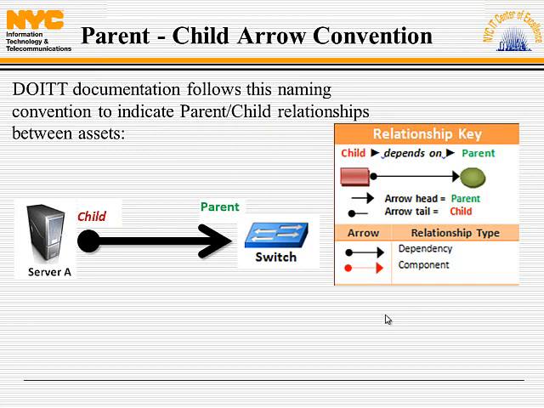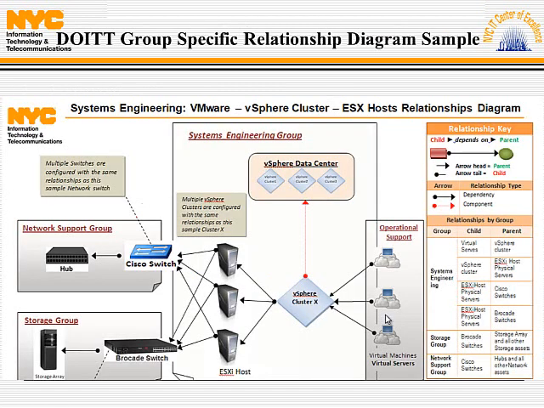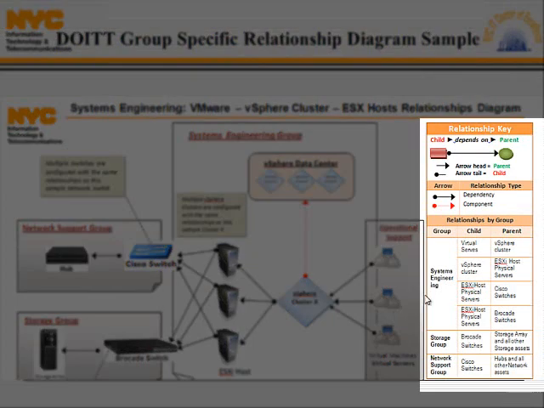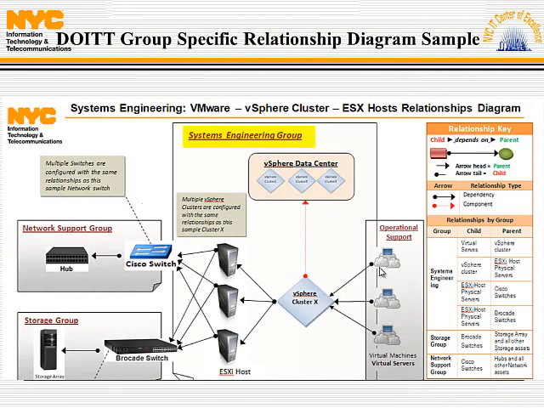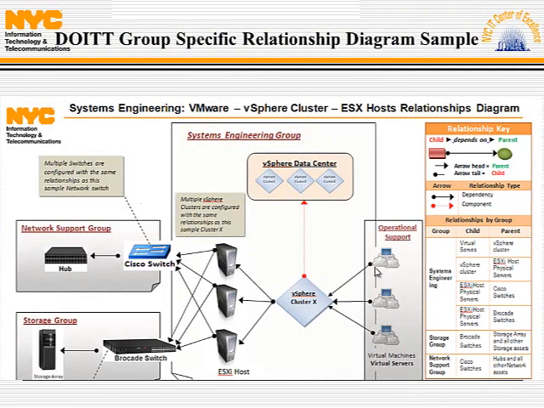All right, this is a DoIT group-specific relationship diagram sample. So if you look to the right side, there is that key. And this was actually one that we had created for the System Engineering Group. And it shows the main support groups. We have the SysEng group in the middle.